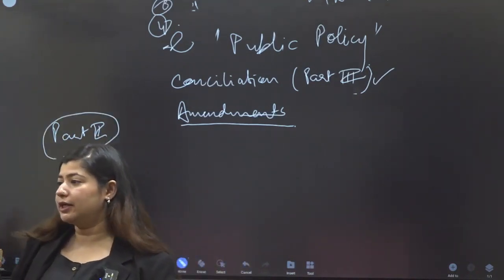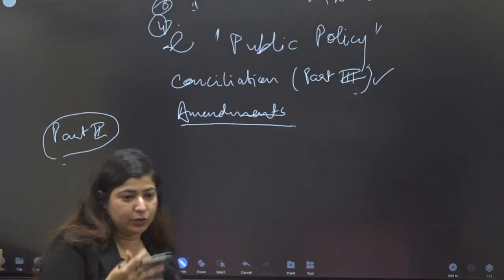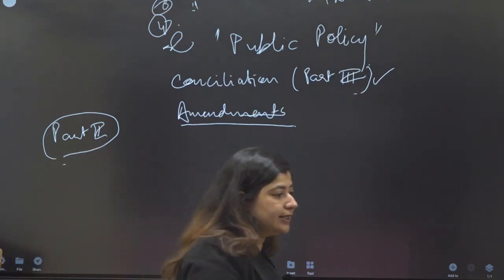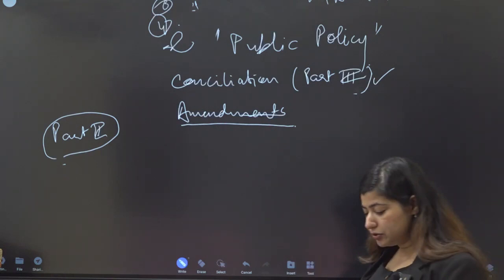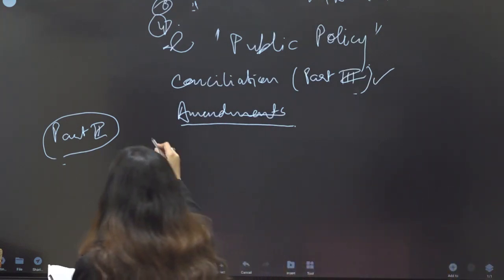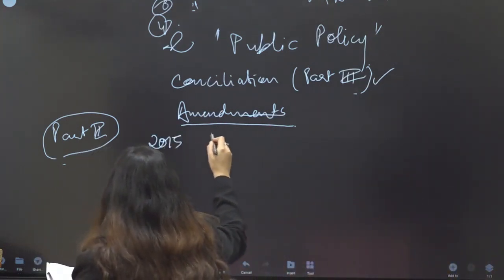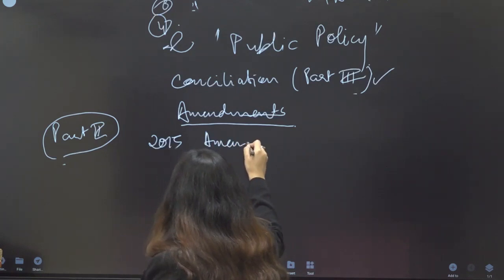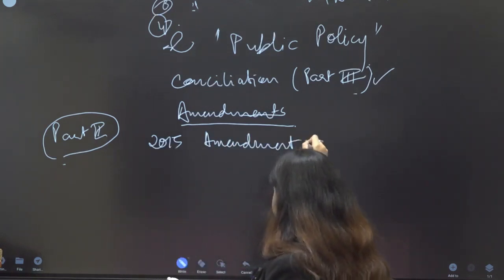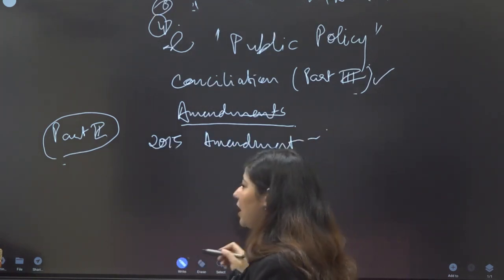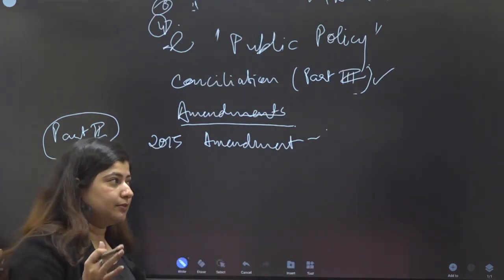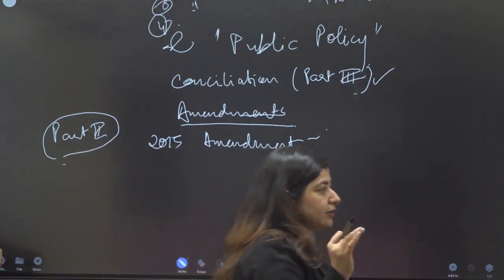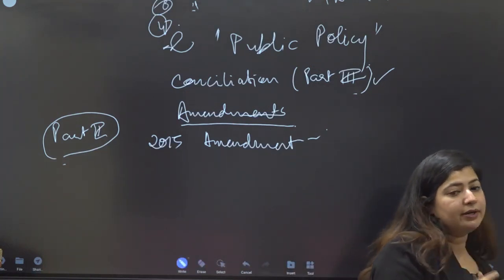I don't want to get into foreign awards and then go to amendments, because amendments have mainly been given under your part 1 itself. So what does the 2015 amendment do? Let's start with the 2015 amendment. This made the arbitration process fast and efficient. We will remember by one line what it did, and then we will go by features.